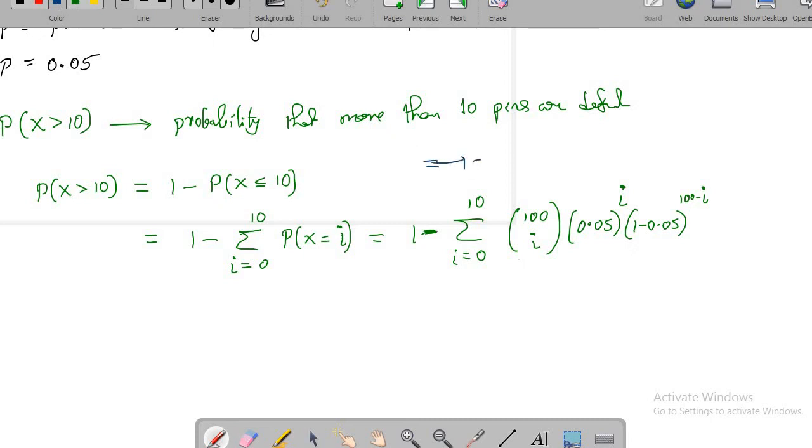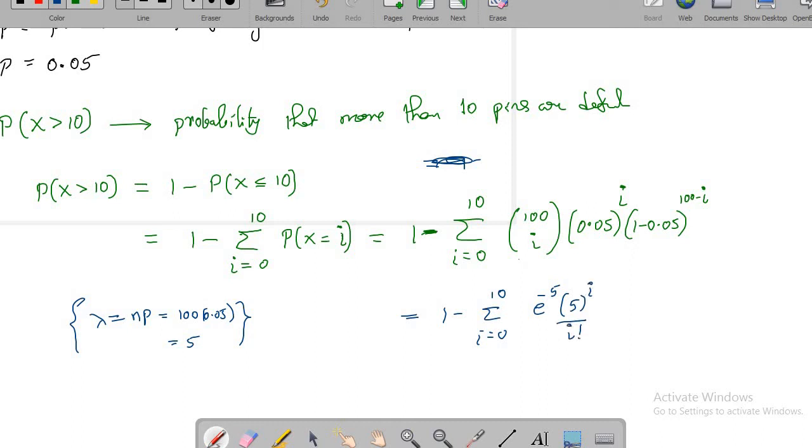See, in the last case, it is easy to calculate this expression, that is, this is equal to 1 minus the summation i equal to 0 to 10. Now this one will be replaced with e power minus lambda. What is lambda here? Lambda is actually equal to n into p, that is 100 into 0.05, which is exactly 5. So when lambda is 5, this is e power minus 5 into 5 power i by i factorial. Now it is easy to calculate these expressions. So you calculate this expression, and this will give you the approximate value of this. I don't say this is exactly equal to, this is approximately equal to this.